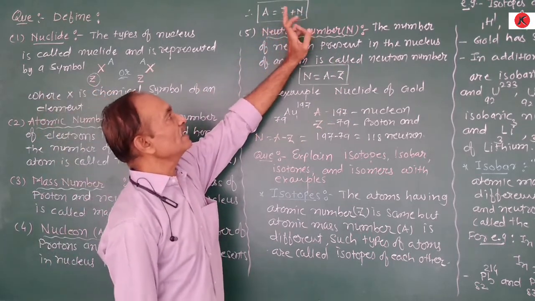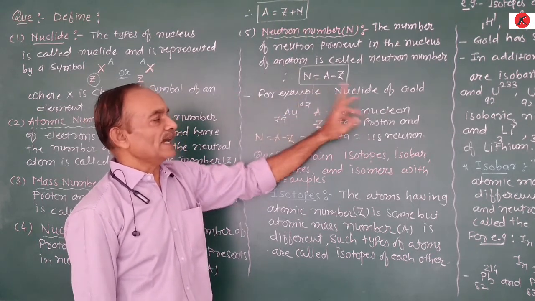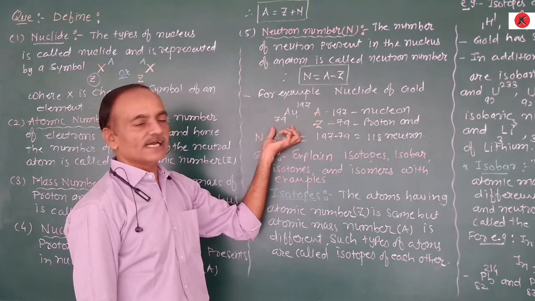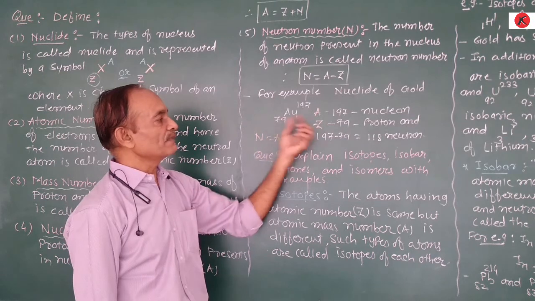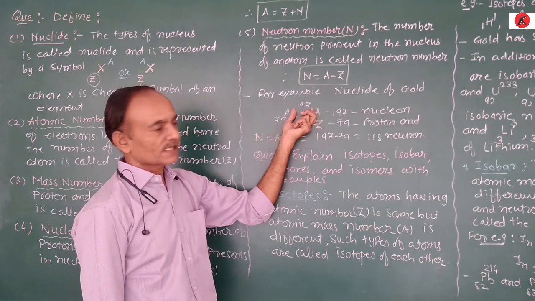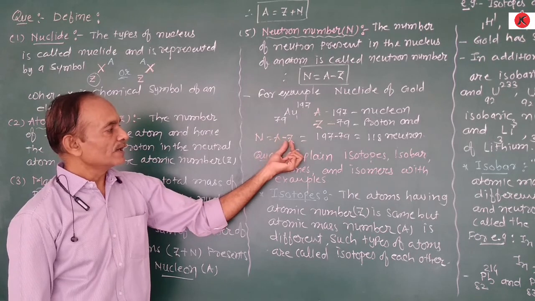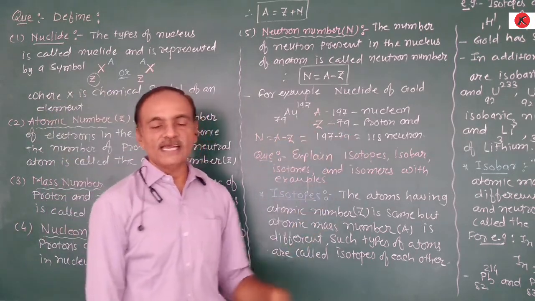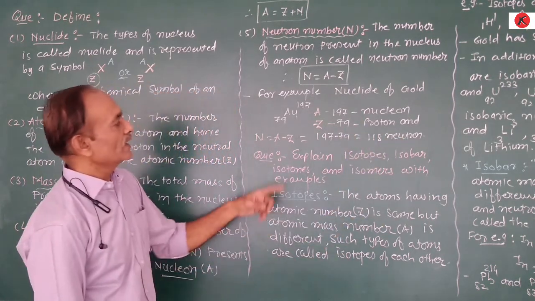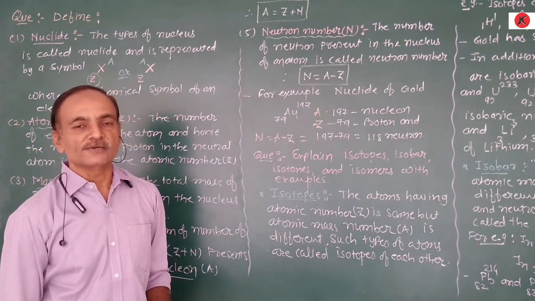So from this equation, N is equal to A minus Z. For example, the nucleus of gold, 79Au197. 79 represents the atomic number Z, that means the number of protons. 197 represents the number of nucleons, capital A. Therefore, the number of neutrons N is equal to A minus Z, which is 197 minus 79, equal to 118 neutrons. Therefore, 118 neutrons are present in the nucleus of gold.